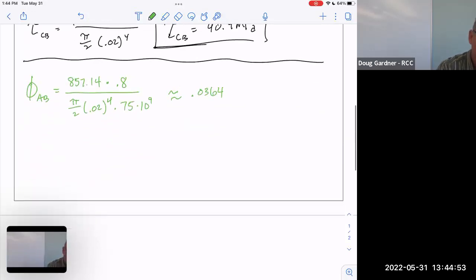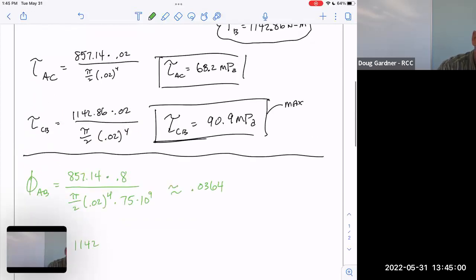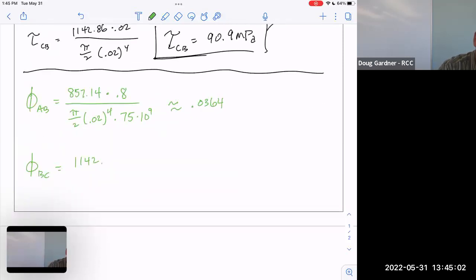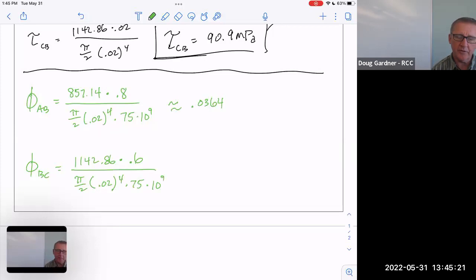I'm actually glad you asked to do this just because this is kind of a good exercise. So what about from B to C? Well, I just have a different torque, 0.86. But then I also have a different length, it's 0.6. Does it make sense everything else on the bottom is identical? So in one sense, what I could have done is just check the numerators of both of those. Is 857.14 times 0.8 equal to 1142.86 times 0.6?